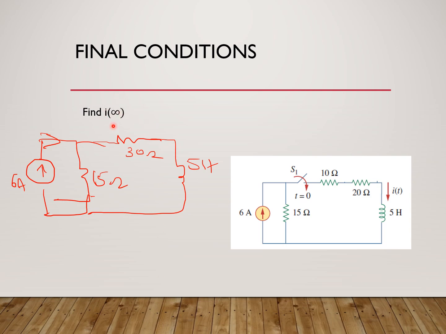Infinity is basically steady state condition, and time after time t greater than 0. So at time t is equal to 0, the switch is closed, and at time t is equal to infinity, this circuit reaches steady state. So once it is in steady state, what do you do with the inductor? You replace the inductance with a short circuit for steady state. Right. So for steady state condition, the inductor has to be replaced by the short circuit.